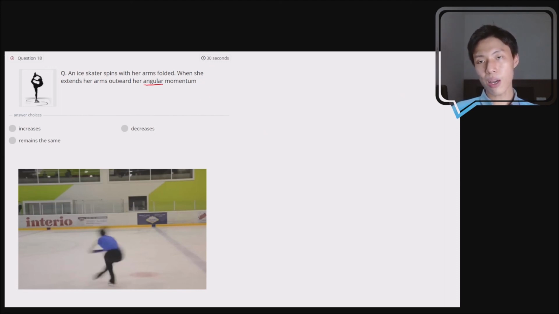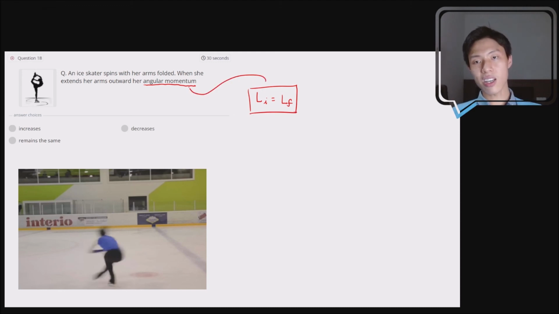They're asking what happens to the angular momentum. Well, for this situation here, no one goes and touches the ice skater or spins the ice skater, so there is no external torque. When there's no external torque, then the angular momentum will be conserved. Just by seeing this sentence here, you can say that the angular momentum should remain the same.